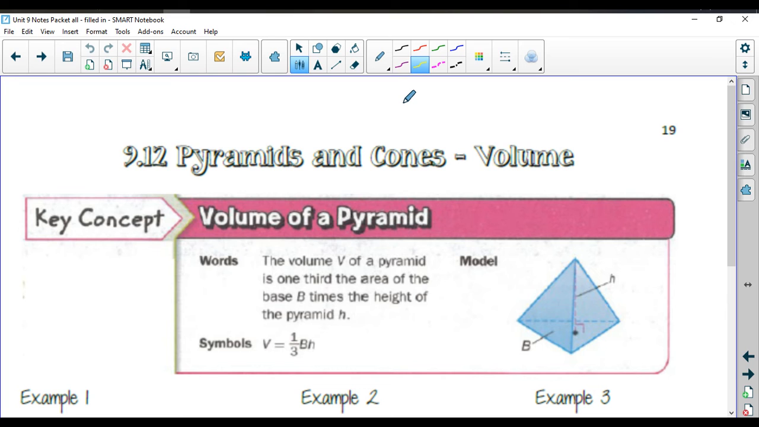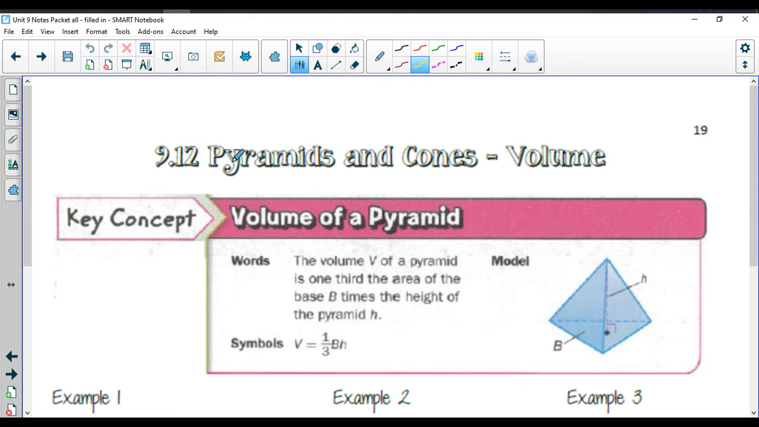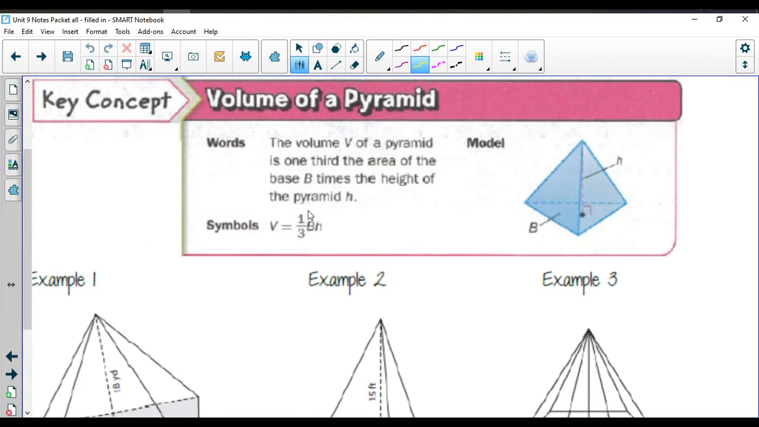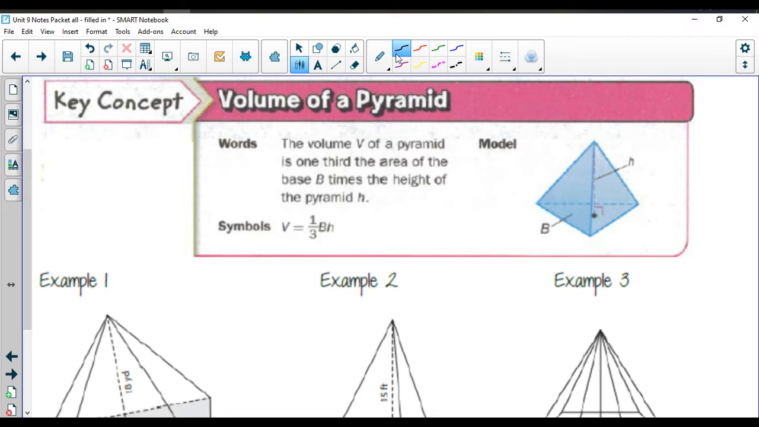Lesson 9.12 is about pyramids and cones, and we're just going to be talking about volume. This starts on page number 19 in your packet. For volume of a pyramid, we're going to be following the volume formula, which is listed right here for you.